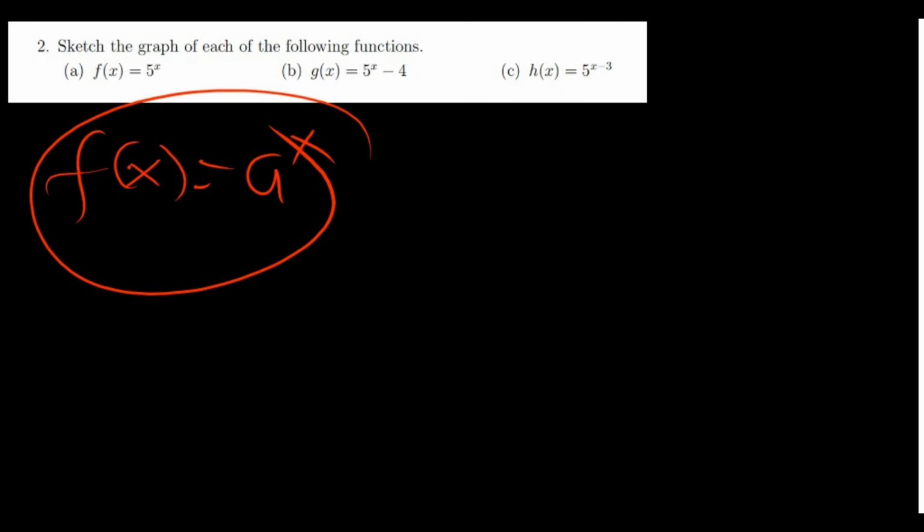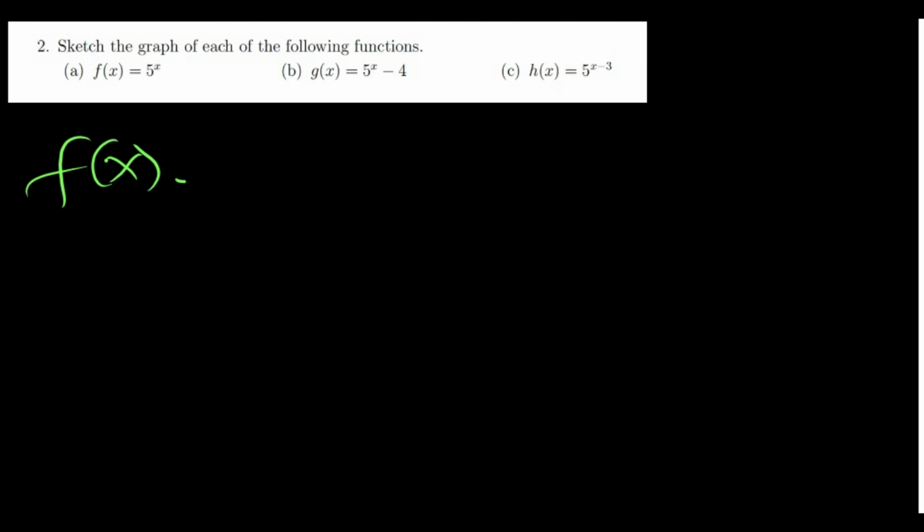So let's see how question 2 is. Question 2 is saying sketch the graph of each of the following functions. This is what we call exponential. So how do we graph exponential? Exponential is in the form of f of x equals a to the power x. As you can see from the questions, we have to the power x. That is an exponential, so we have to know how to sketch an exponential. Let's start with part A.